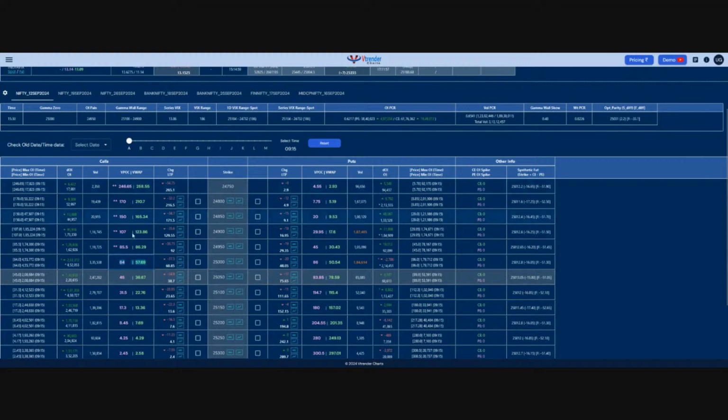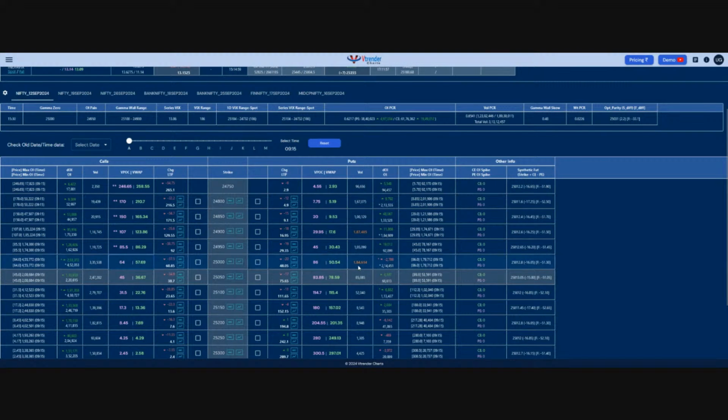VPOC and VWAP, and this will change as the time changes. This is at the open of today. So 65 and 58 was our reference. And similarly, on the right hand side, we have the put based data. So we have the 25,000 put VPOC and VWAP, and then we have the volumes traded on that day.